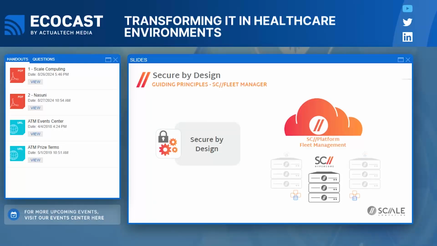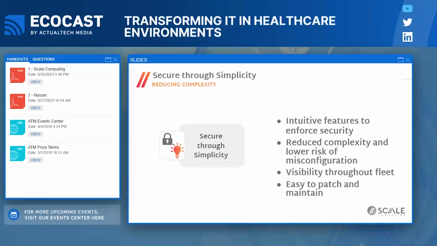Now, the bottom line is Fleet Manager's design with its outbound-only communication significantly reduces the exposure to those vulnerabilities. Then it secures both data in transit, as well as the overall network footprint. Now, when we reduce the complexity, as we talked about, we can secure through that simplicity.